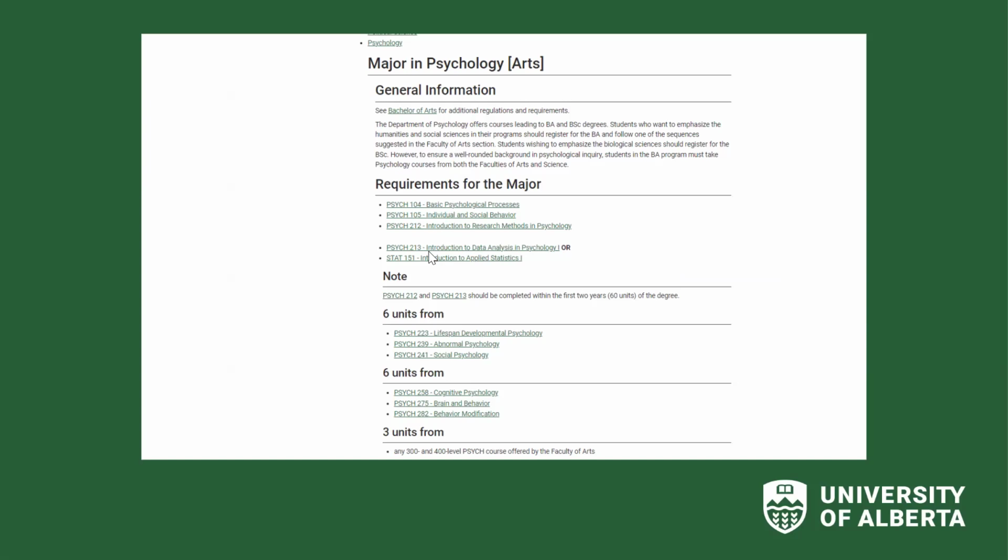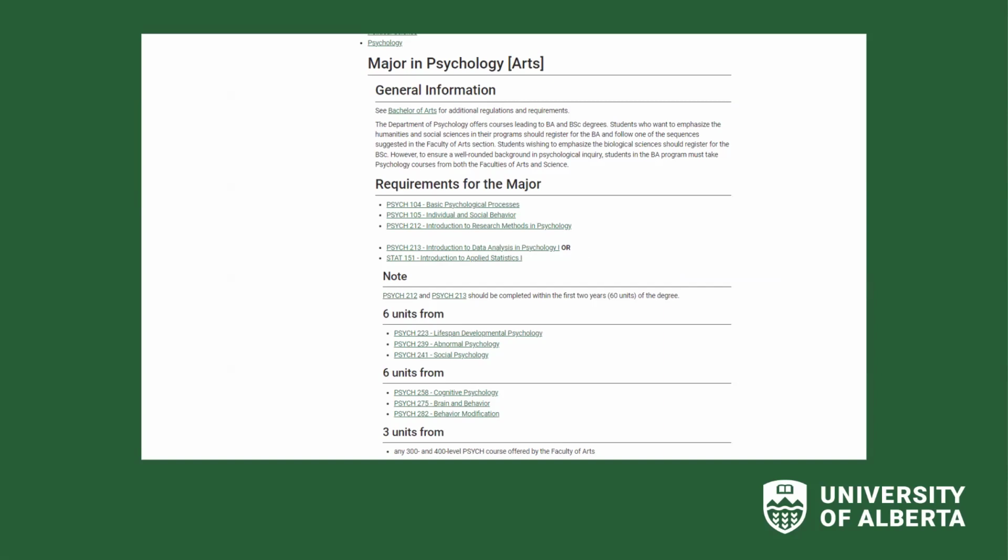However, if you refer to Psych 213 or Stats 151, if there is an "or" after one of your courses, that means you can choose this course or the one following it. You do not need to complete both. You have a choice of which one you would like to complete. Either one will satisfy the requirements for the major.